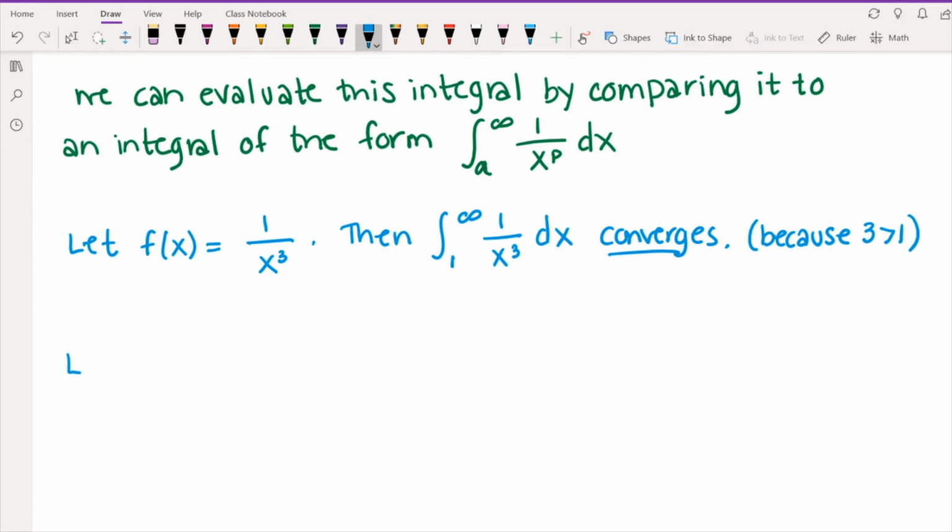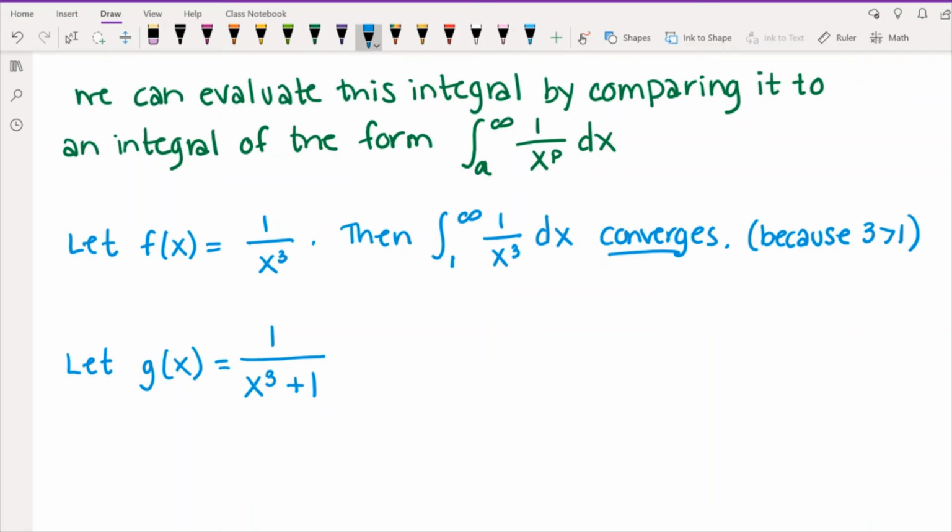So let's let g of x equal 1 over x cubed plus 1. So let's think about how g of x and f of x compare to each other. Well, think about how fractions work. What happens when you make the denominator of a fraction bigger? So what happens, for example, if you take, let's even try a number. Let's say we plug in 2 to both of them.